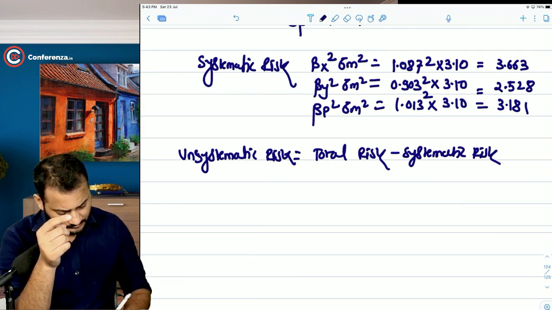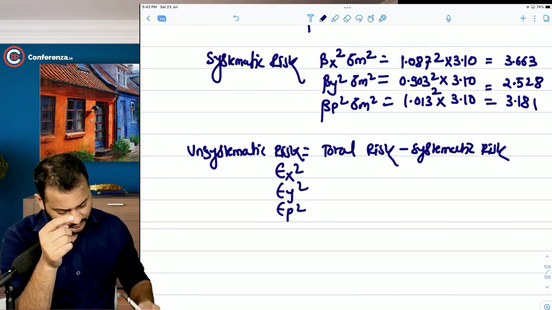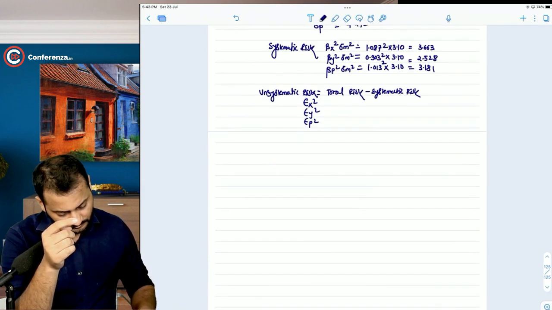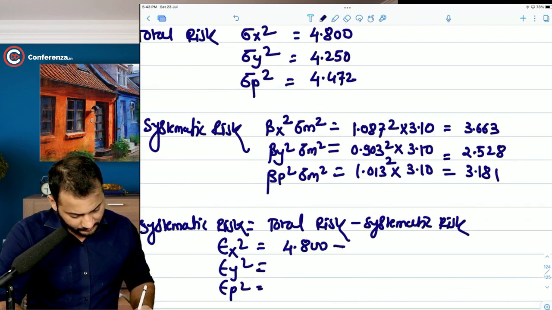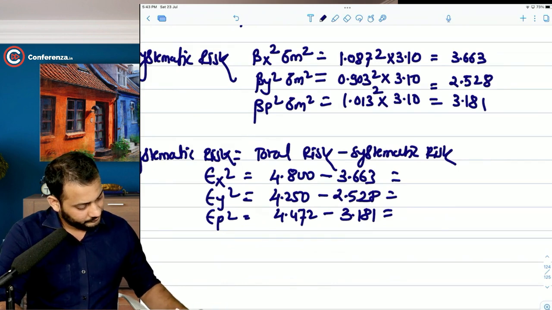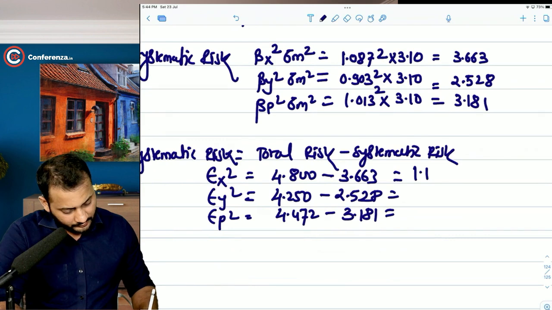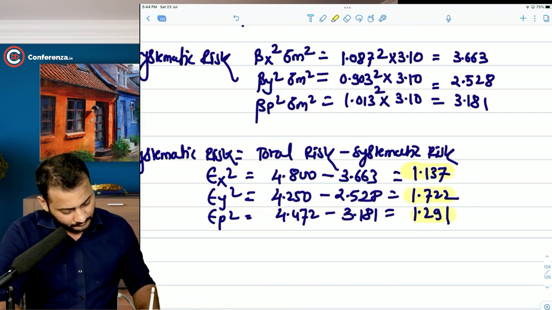For x, error term x square, error term y square, error term portfolio square. 4.80 minus 3.663, 4.250 minus 2.528, and 4.472 minus 3.181. 1.137, 1.722, 1.291. These are the 3 answers.